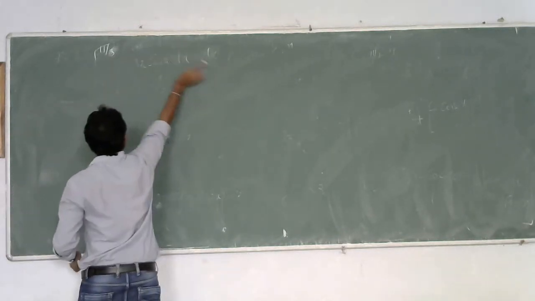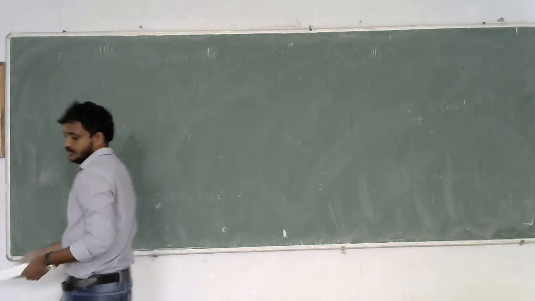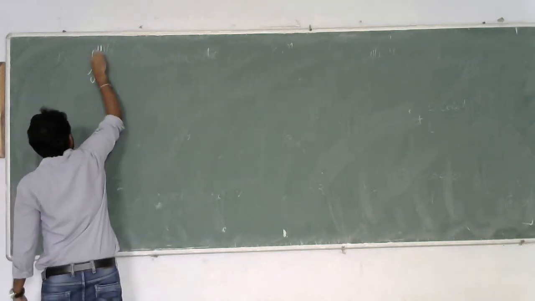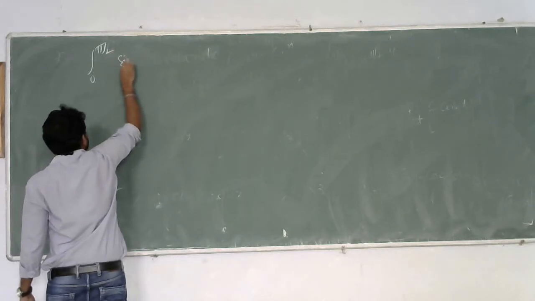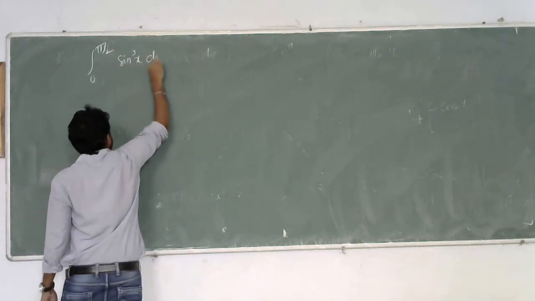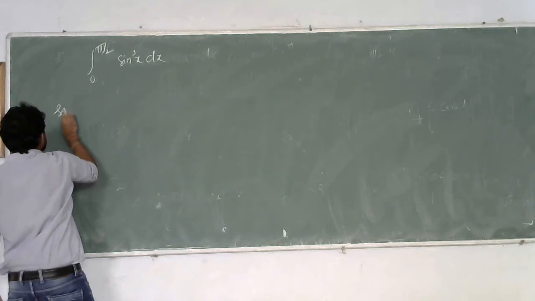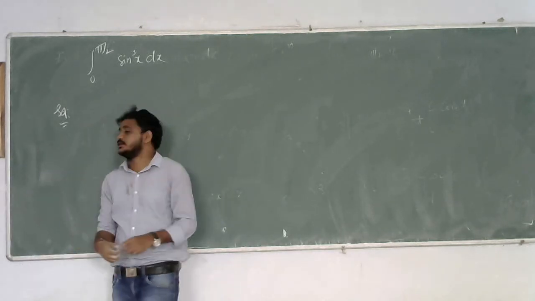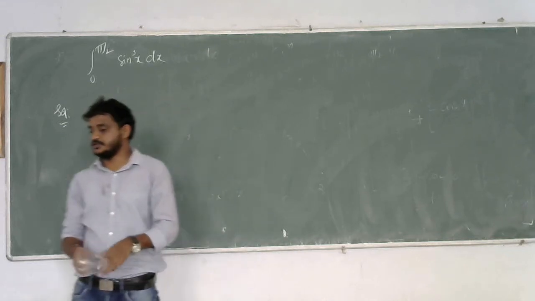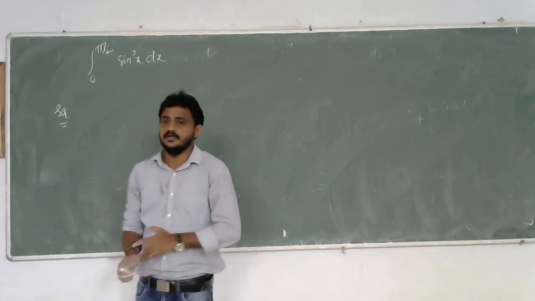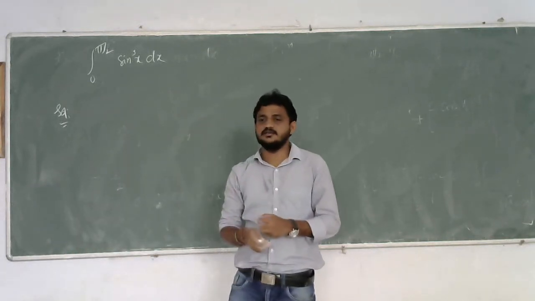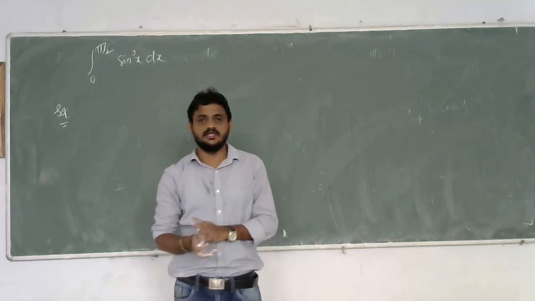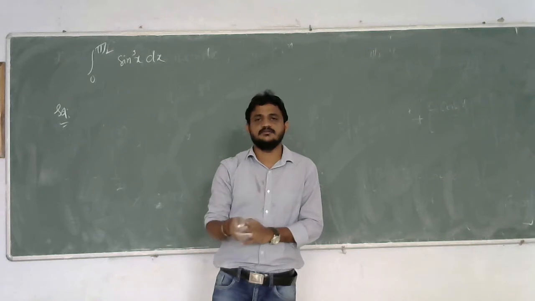Next one. Integral 0 to pi by 2 of sin cube x into dx. Here we have sin cube x. We have a direct formula for sin x and cos x terms only, but here we have sin cube x.